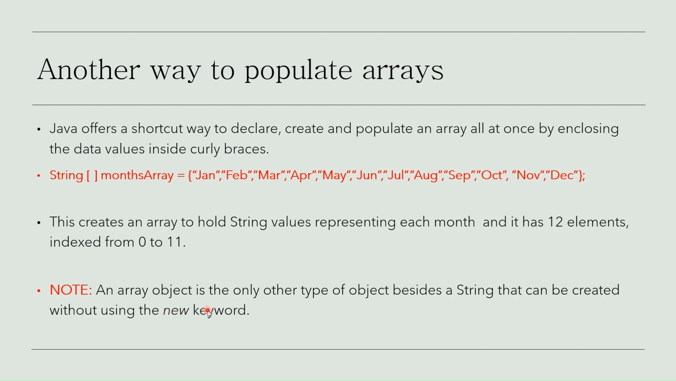Note, an array object is the only other type of object besides a string that can be created without using the new keyword. You can see here that we are not using the new keyword and we are actually creating an object. And this is the only object we can do that with without the new keyword. And when we create a string, as you recall, string equals the name or any string, there is no new keyword.